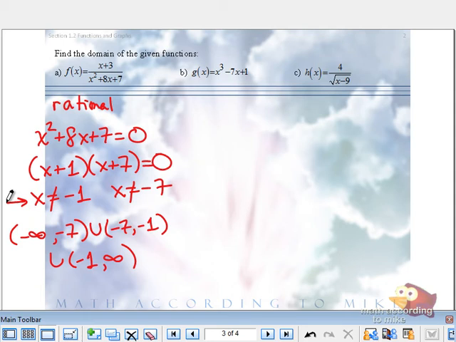Part B, g of x is x cubed minus 7x plus 1. Go through your list. Are there any fractions? No. Are there any radicals? No. Are there any, we don't know what the third one is, say no. No. So are there any numbers that we cannot put in for x? No. So what's the domain? All real numbers. Nothing to worry about. I'm just going to write it up there to save room.